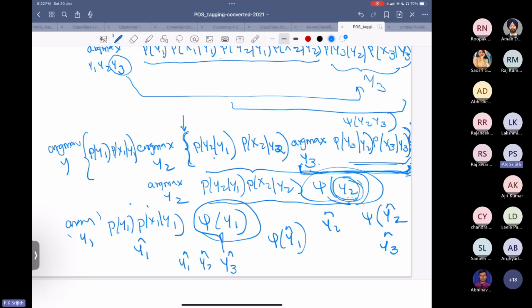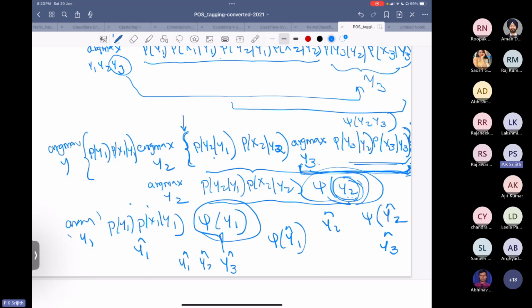Okay, so this is a very simple approach. Just making use of the structure of this probability model by bringing the max operation inside, one can efficiently perform this inference in a step-by-step, sequential manner. And this is what the Viterbi algorithm does.